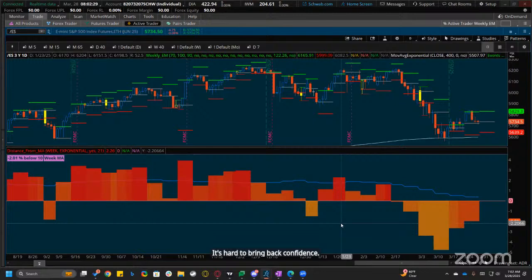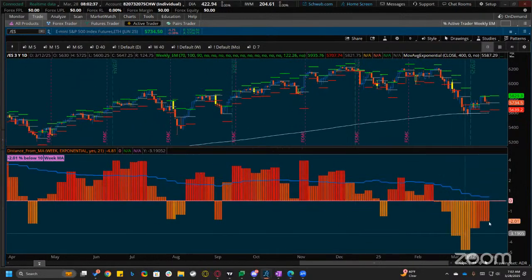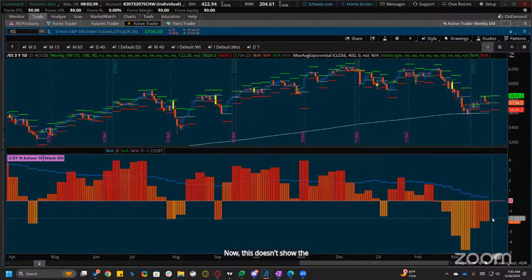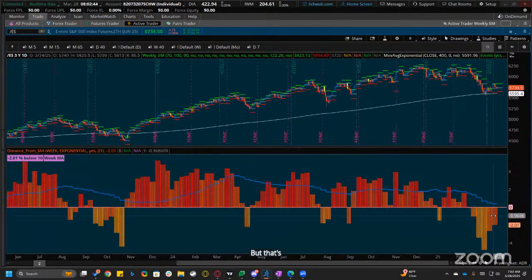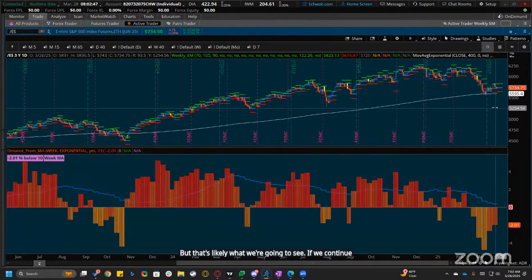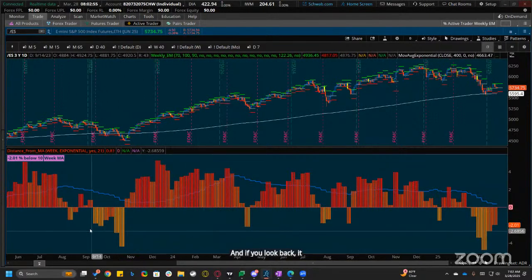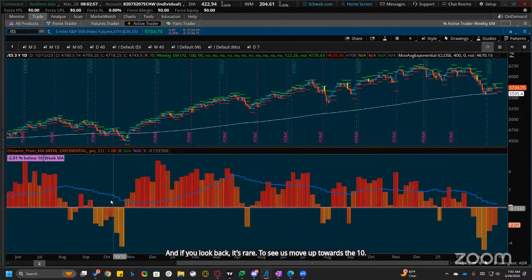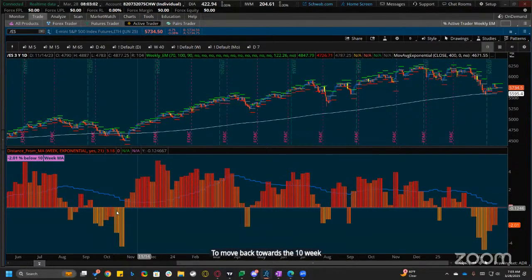Looking at the weekly, we're still 2% below the 10-week. Now, this doesn't show the curling over yet and moving farther away from the 10 yet, but that's likely what we're going to see if we continue to fade down towards the lower edge of the weekly range. And if you look back, it's rare to see us move up towards the 10 and not get there. This is the 10-week we're talking about. To move back towards the 10-week, not get there, and then continue to fall away from the 10-week.